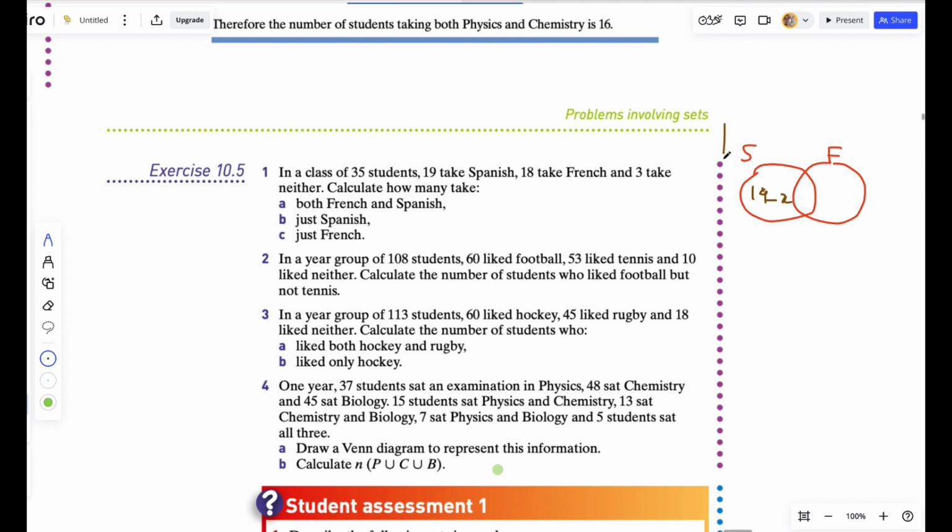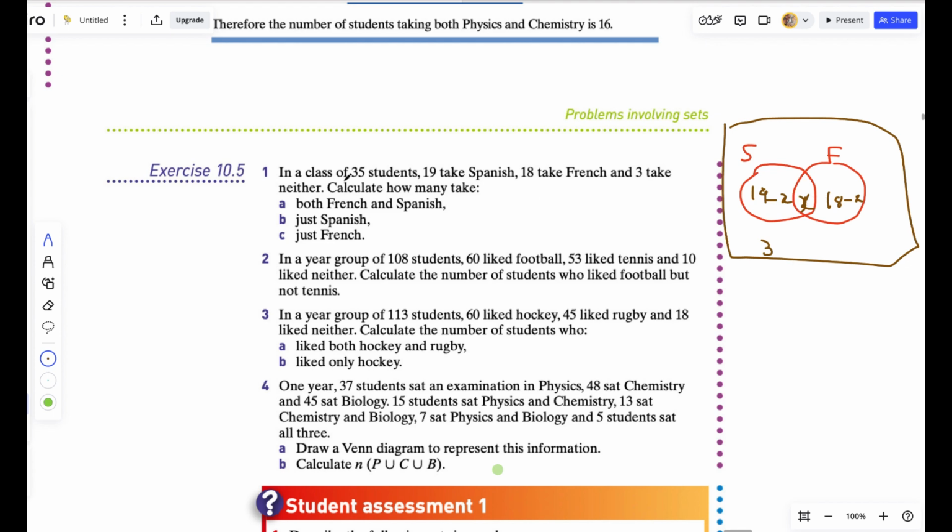So we draw our universal set. 3 take neither. You put 3 here. Here is x, those who take both. And here is 18 minus x. Now they can ask you to calculate those who do both French and Spanish, which is here. Meaning find x.